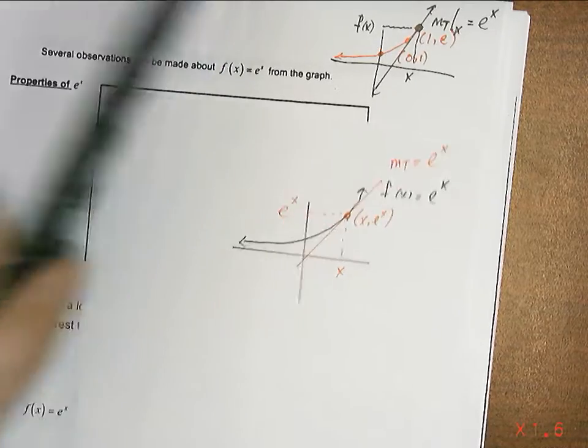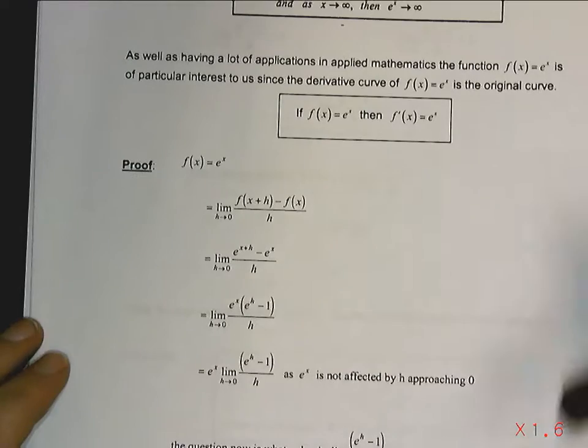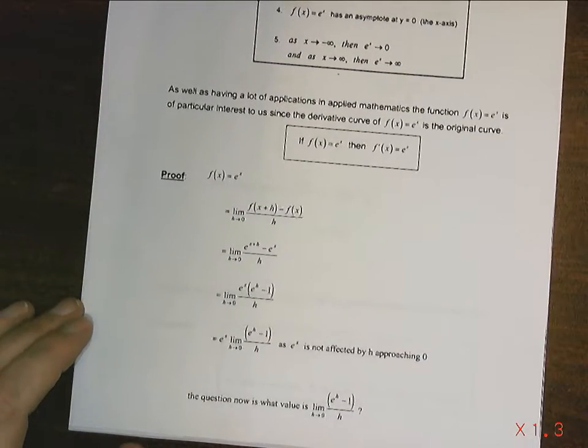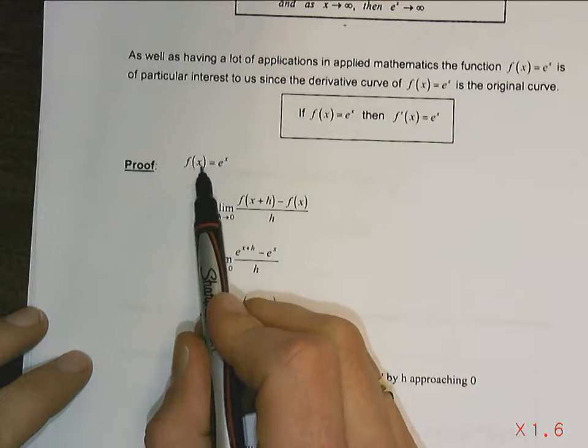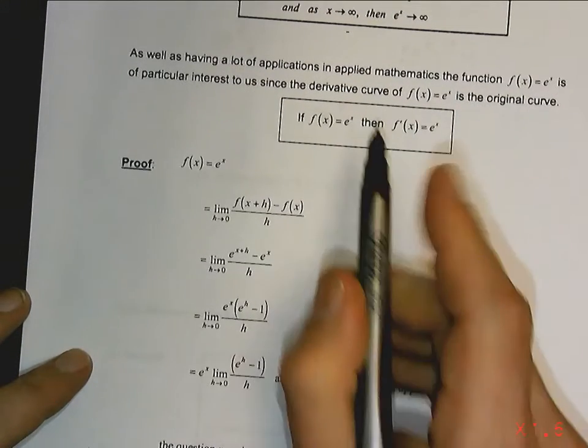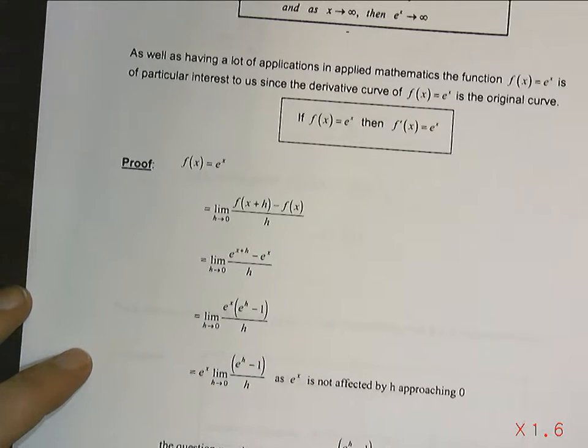Now, you shouldn't take my word for it. I should have to prove everything to you. So let's take a look. And I've written most of this out for you, so all you have to do is follow along. Okay, gonna zoom in a little bit. Starting off with the proof: f of x equals e to the x. What I want to show is that the derivative will be e to the x.